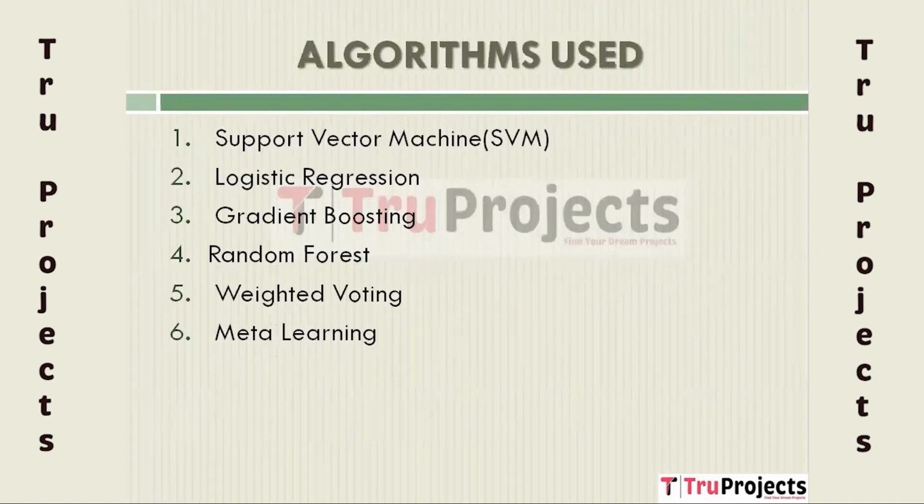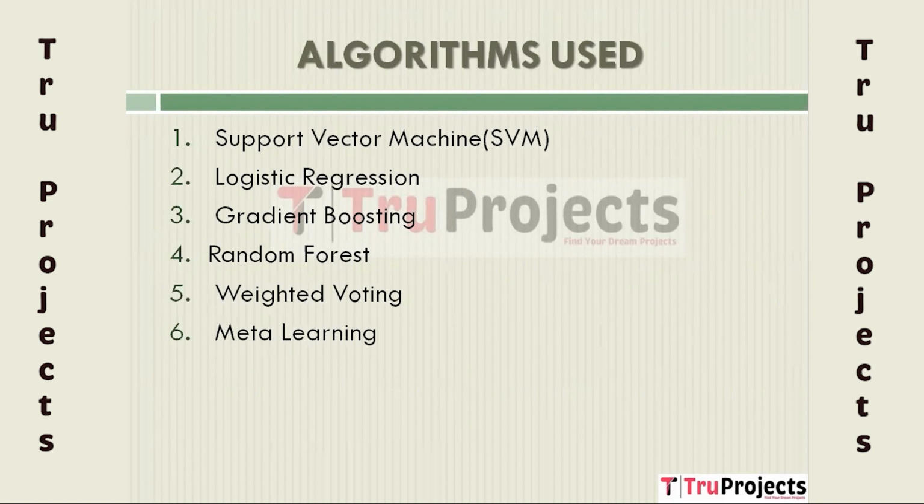Coming to algorithms used, first one is support vector machine. It is a binary classification algorithm that aims to find a hyperplane that best separates different classes. The optimized SVM likely refers to the use of optimized hyperparameters or kernel functions to improve classification performance. Second one is logistic regression, a linear classification algorithm that models the probability of data points belonging to a particular class. It is commonly used for binary classification tasks.